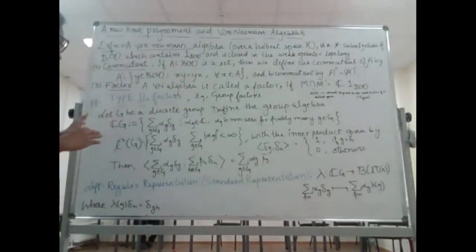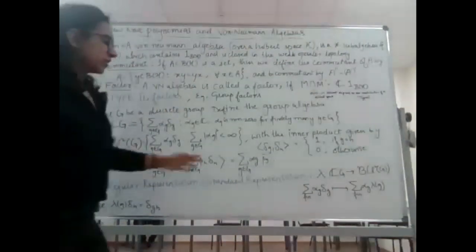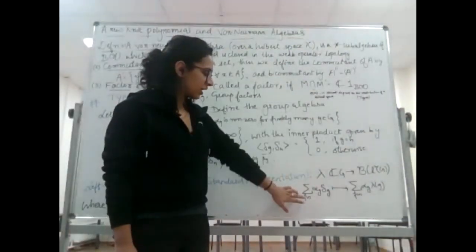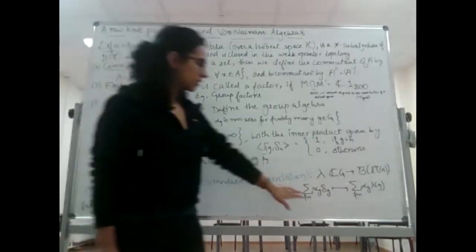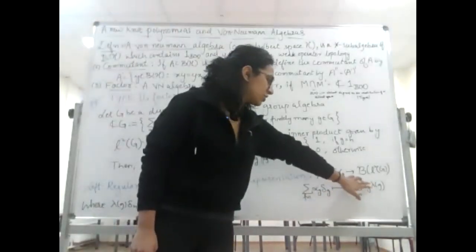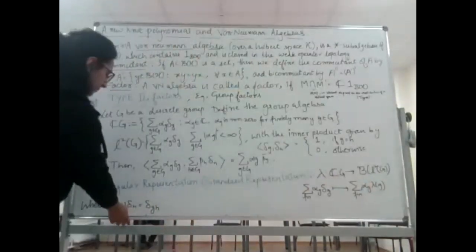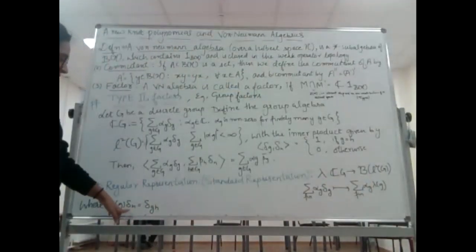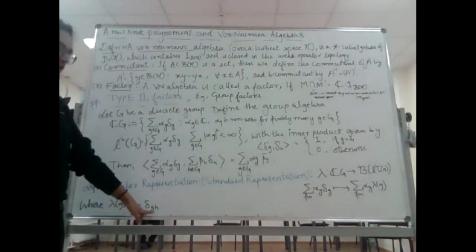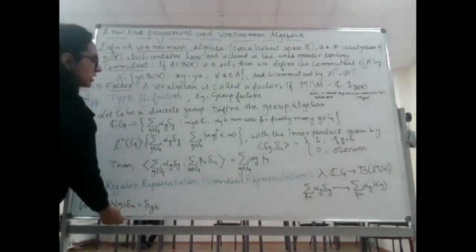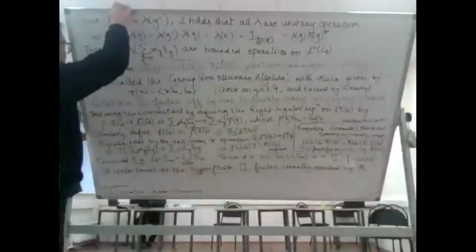All right, once we have this in place, now we want to define what's called the standard representation, and it's also known as the left regular representation. We define it something like this, where when you take an element in this algebra, it goes to this element, where lambda_g is defined as follows: lambda_g acts on an element delta_h, and it just acts by left multiplication of the group elements. And this is called the left regular representation.